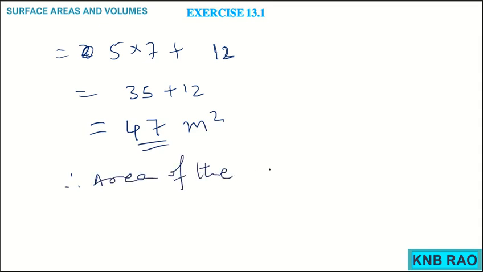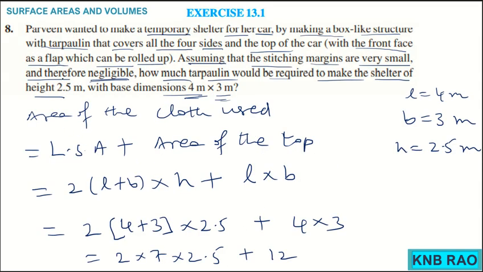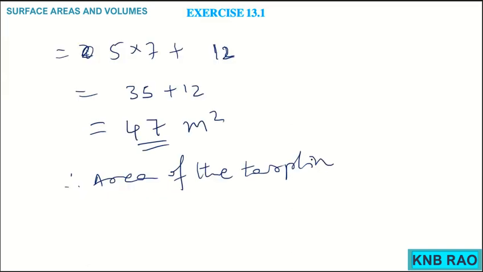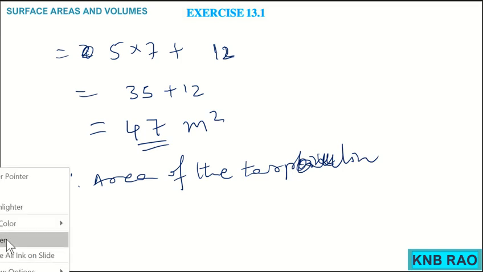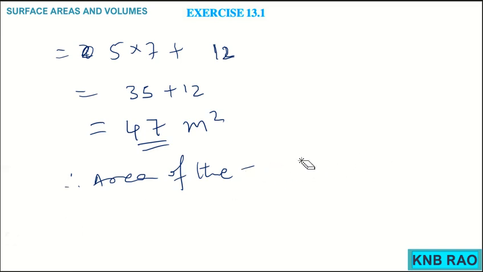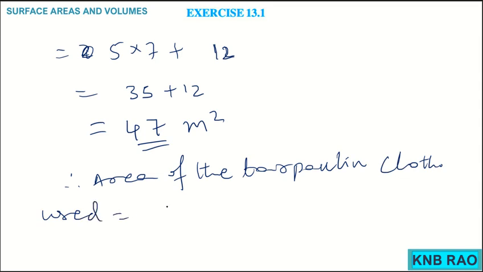Therefore the area of the tarpaulin cloth used is 47 meter square. This is how we conclude.